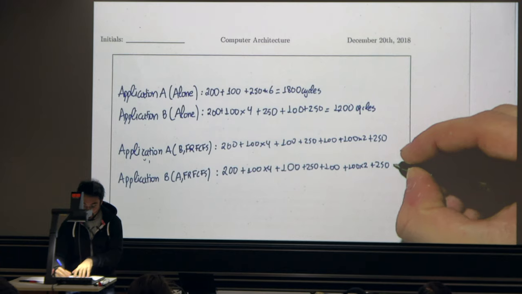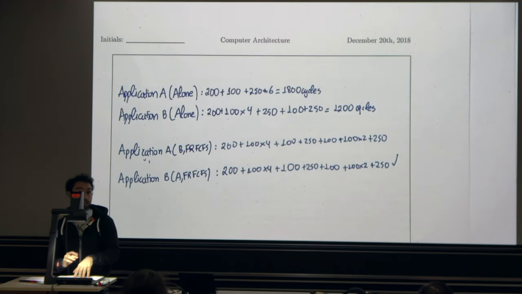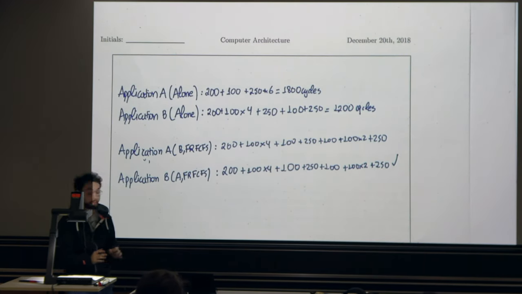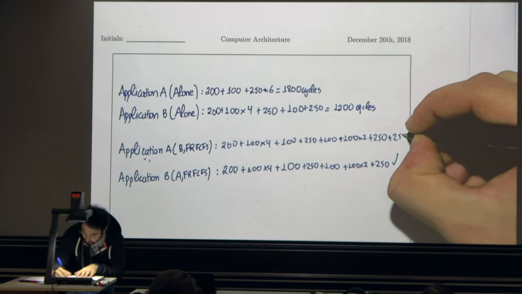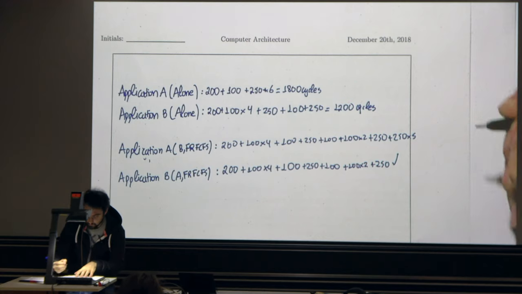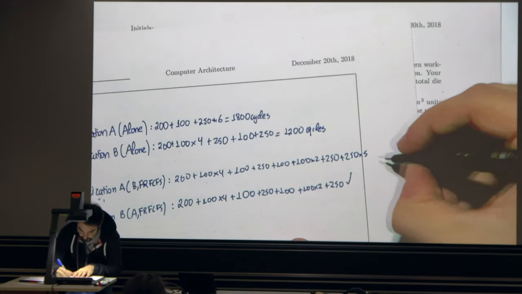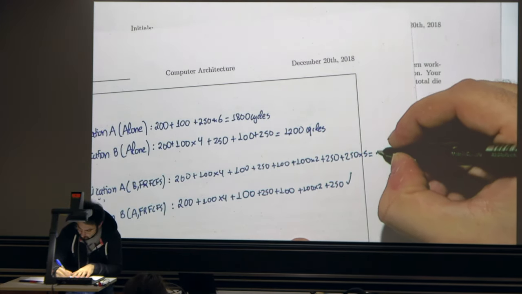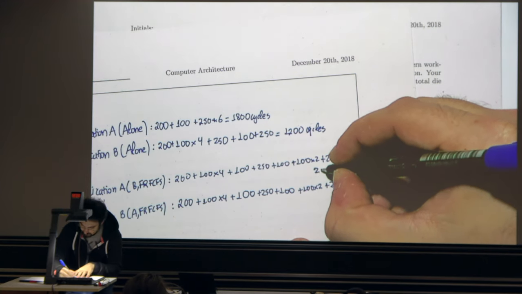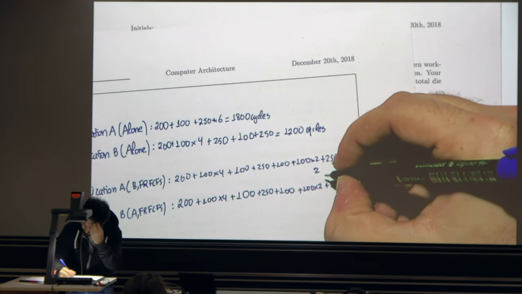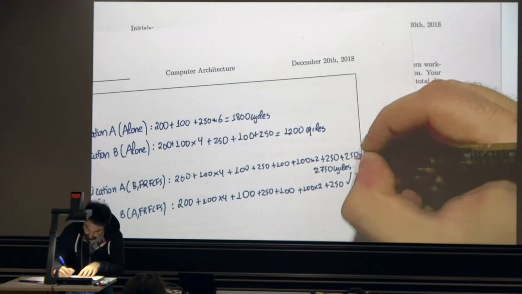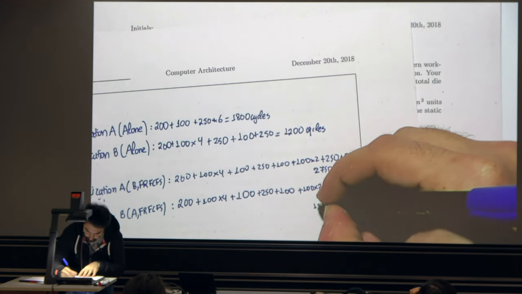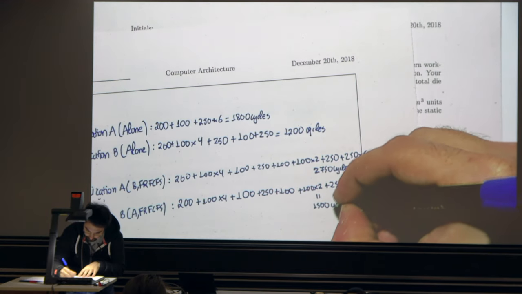So application B is done because we executed all the requests from application B. So this is the total memory latency. And here we have 250 multiplied by 5. So this number is equal to 2,550 cycles. And this number is equal to 1,500 cycles.